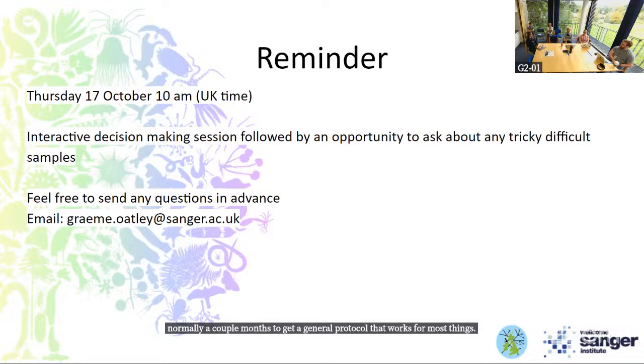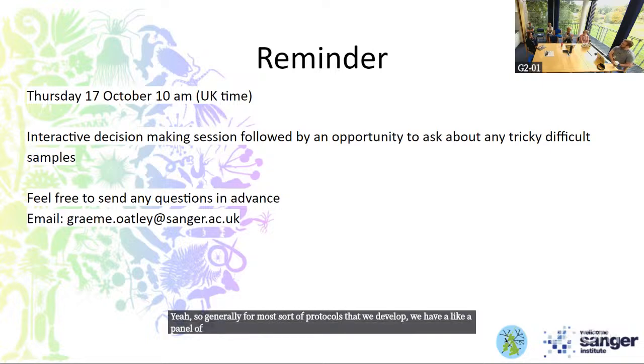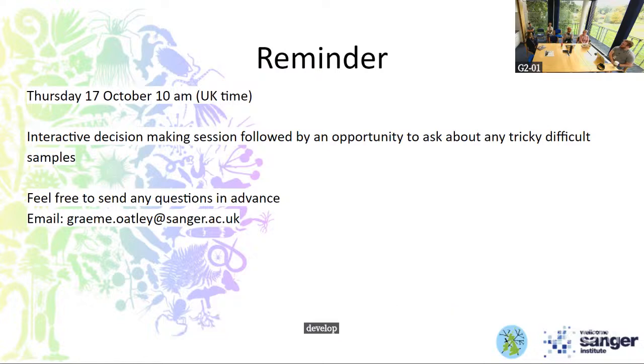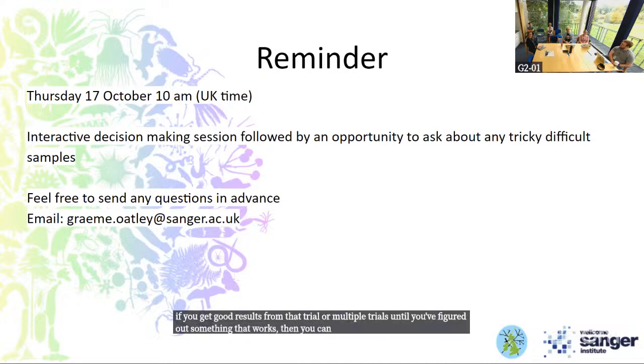Yeah, so generally for most protocols that we develop, we have a panel of R&D species. So we'll develop the protocol conceptually and try them on these panel species. For plants, I think it represents a diverse taxonomic group. And so you trial them on those, and if you get good results from that trial or multiple trials until you've figured out something that works, then you can try on a small scale of production samples to see if it translates into normal production samples and then roll it out.